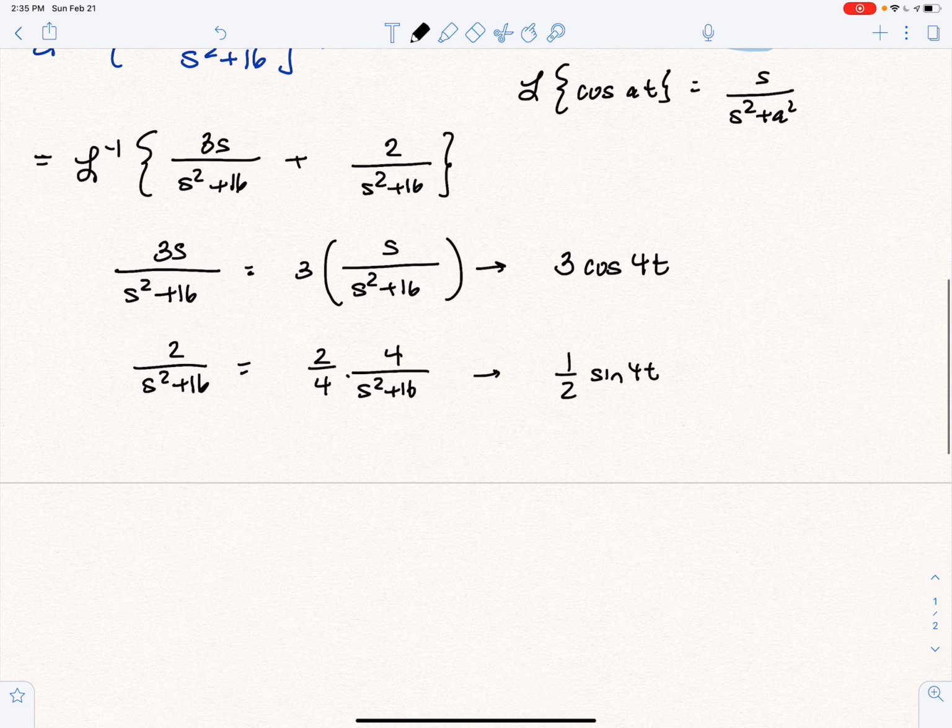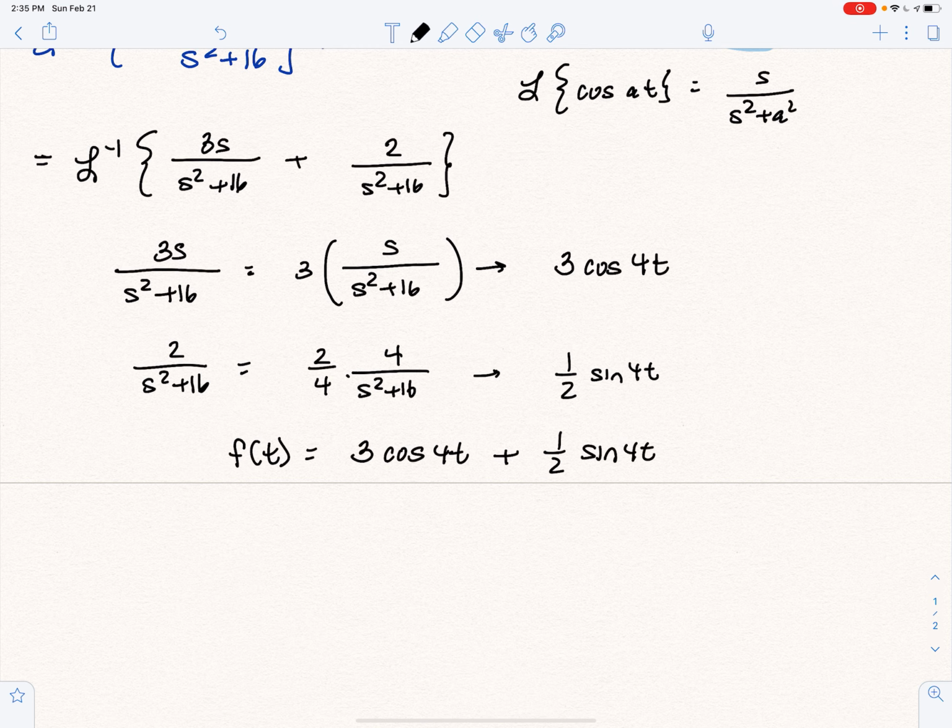So there we have it. So that means that the original function, I'm just going to call it f of t, is 3 cosine 4t plus 1/2 sine of 4t. And there we have some basic inverses.